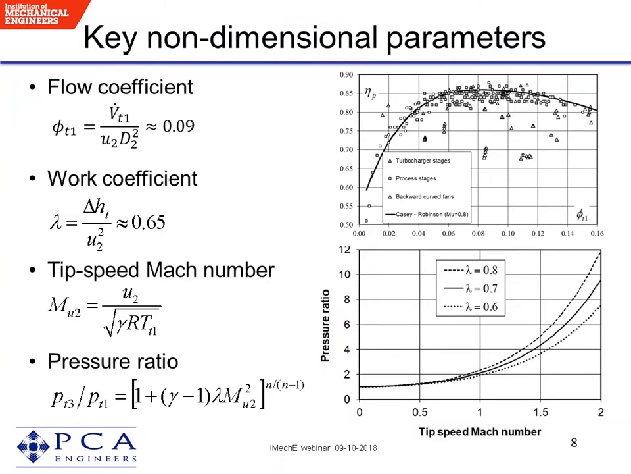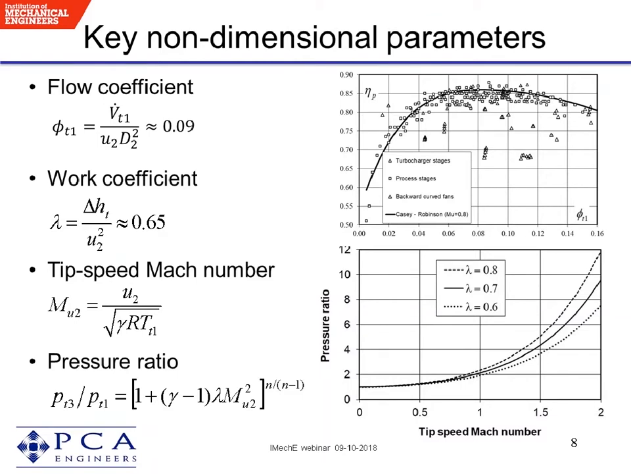So the main effect that causes a pressure ratio in a centrifugal compressor is the tip speed Mach number. If you want more pressure rise, the wheel has to rotate faster. A typical wheel for a small turbocharger might have a pressure ratio of 2, and it has a tip speed Mach number of 1, which means the tip speed is 340 meters per second. Now, this means we know the tip speed.